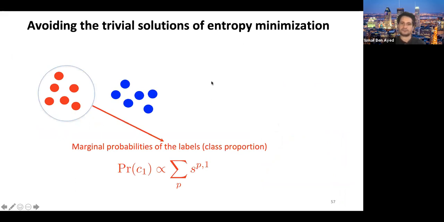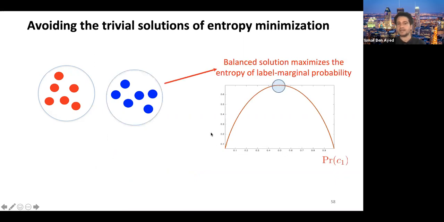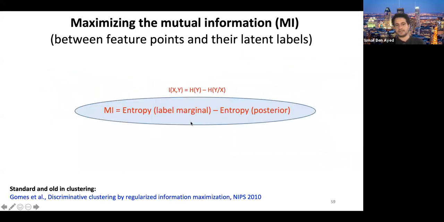So this is a way to correct it, and I will connect this very quickly to the mutual information between the learned features and the predicted labels. If you think of the marginal probability of the labels, if you sum over all the softmax for one class, this is the label marginal, in fact. And if you try to maximize the entropy of those label marginals, the maximum is achieved when every class has pretty much the same proportion. So this would avoid the trivial solutions of the entropy.